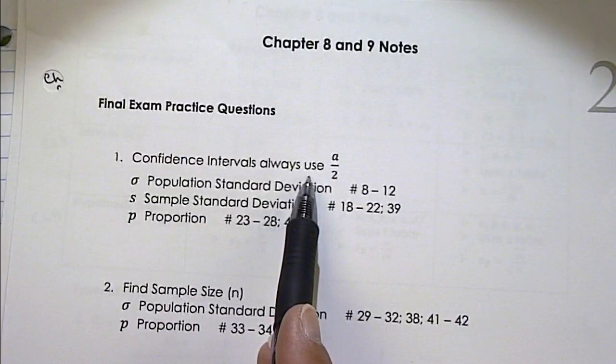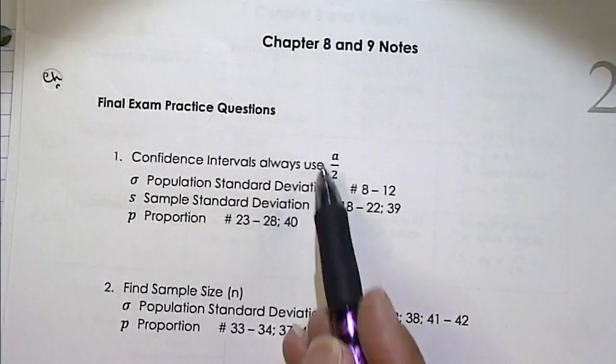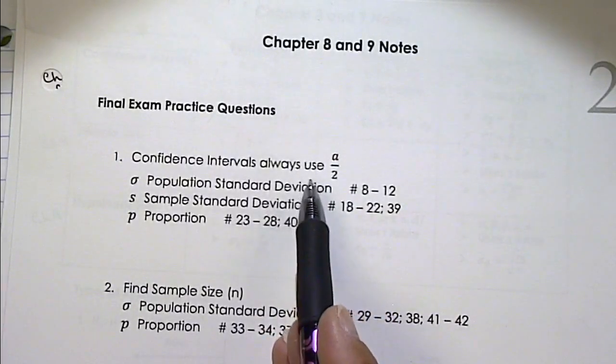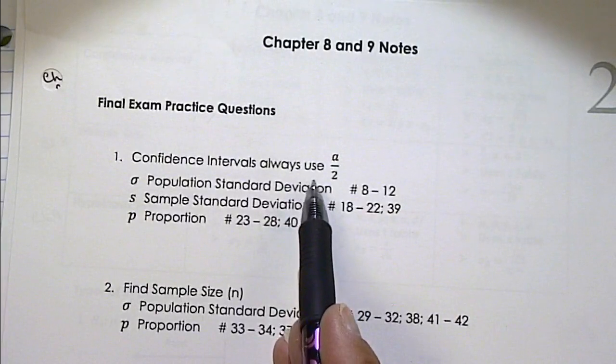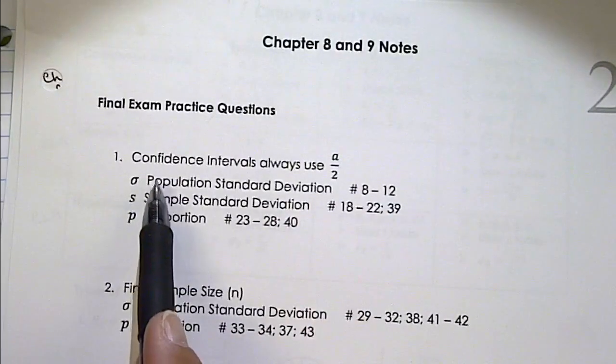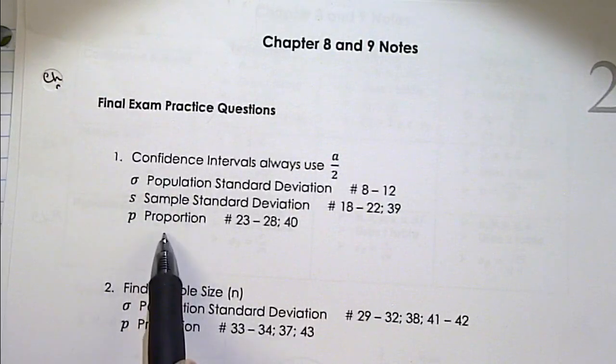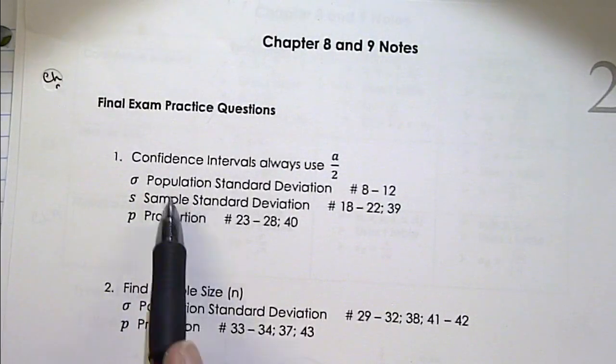Okay, you know that that's not necessarily the first type of problem on the test, but still, you'll have confidence interval problems. One thing that you need to remember about confidence interval problems is we're always going to take alpha and divide it by 2. Okay, that's an important point. Now, with those problems, you've got 3 different subtypes of problems, if you will. You've got 3 different ways it can go.